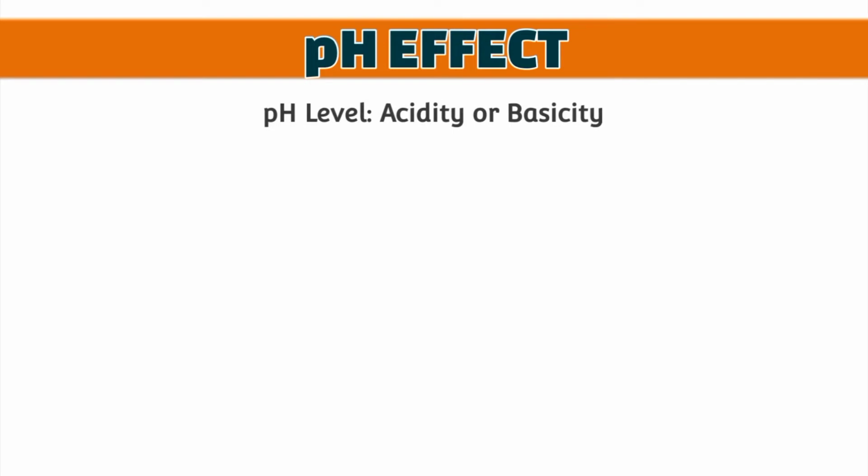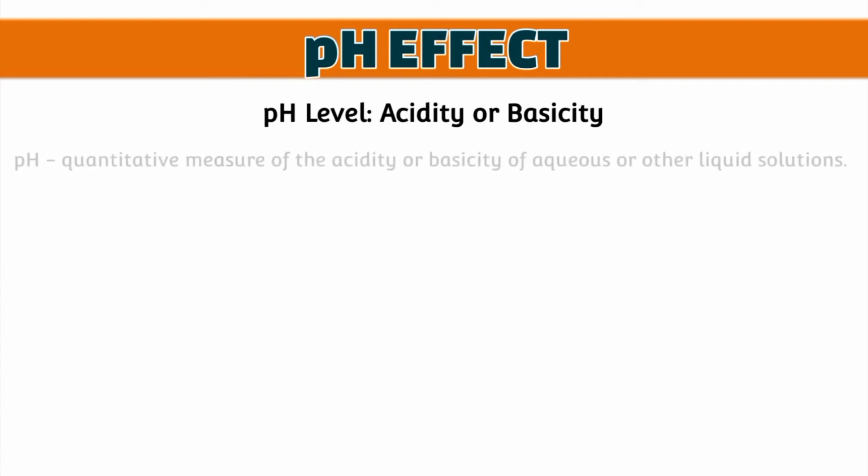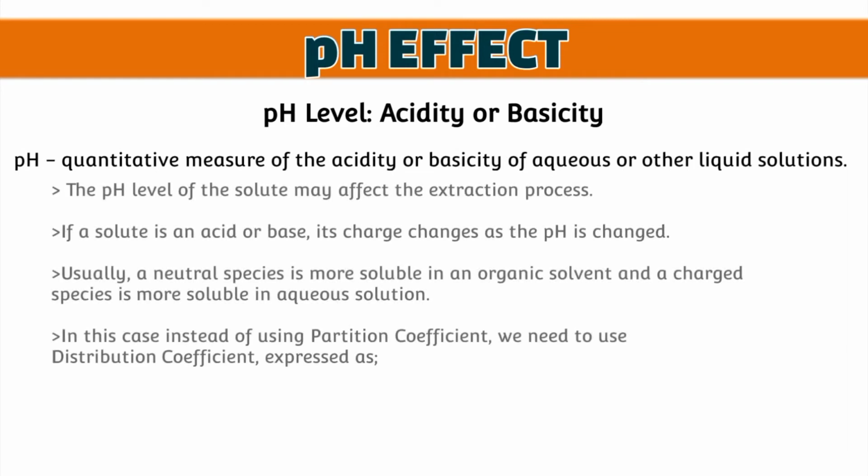However, there are some factors that might affect the extraction, and one of them is the pH level. When we say pH, it is the quantitative measure of the acidity or basicity of aqueous or other liquid solutions. The pH level might affect the extraction process because it can change the charge of the solute. If a solute is an acid or base, its charge changes as the pH is changed.